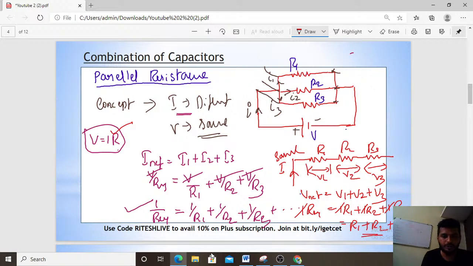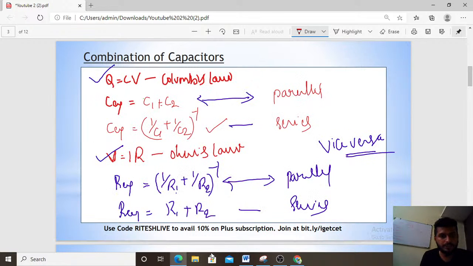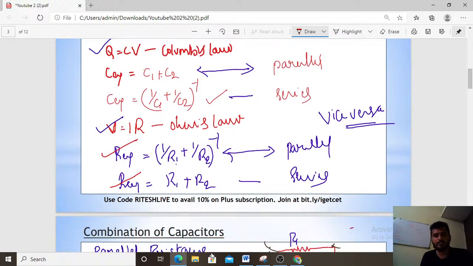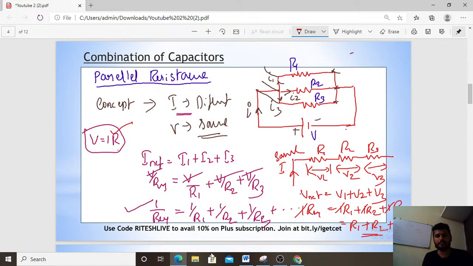So this is what I told in the previous. Okay, so this is the derivation. That's a simple derivation. So hope you understood, my dear.